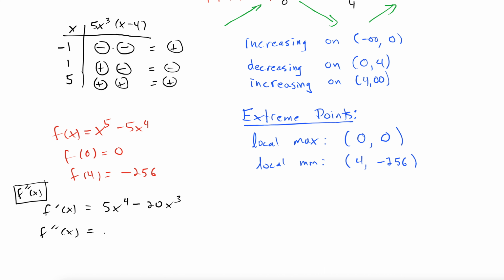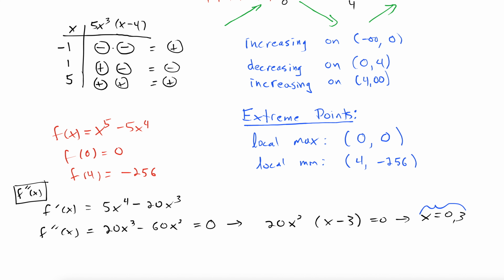Okay, again we use the power rule. 20x cubed minus 60x squared. And then we want our possible inflection points, so we'll set it equal to 0. Factoring out gives us 20x squared out to the front, and we're left with x minus 3 inside equals 0. Well, how nice. That gives us x equals 0 and 3, the x values for our possible inflection points.